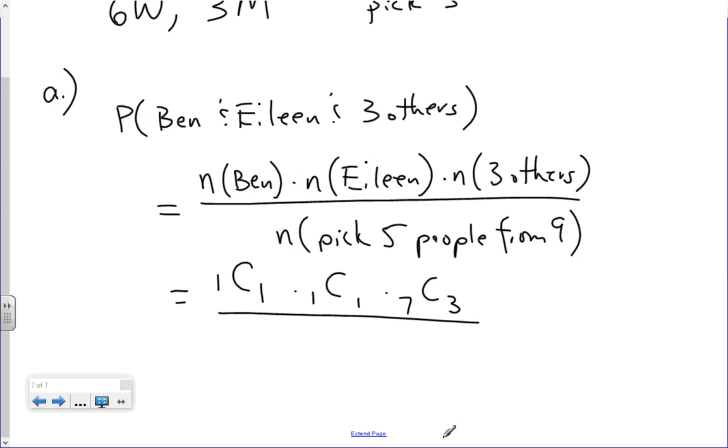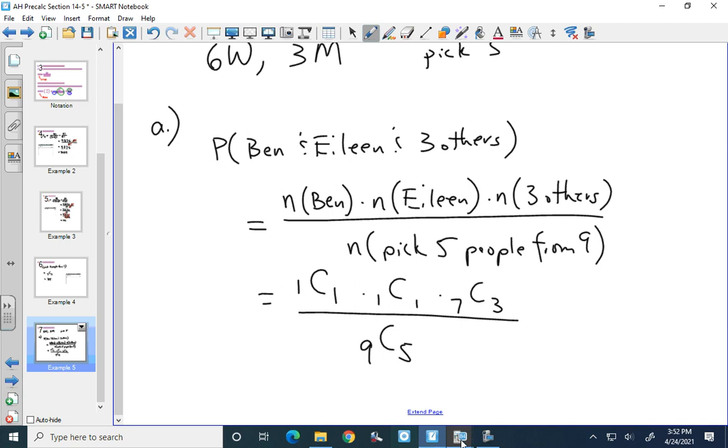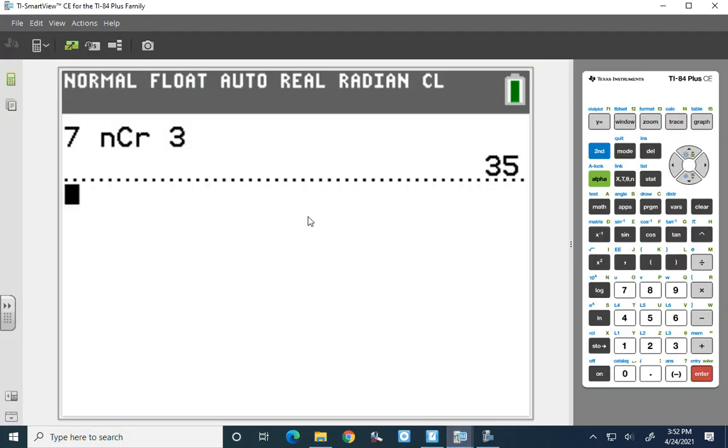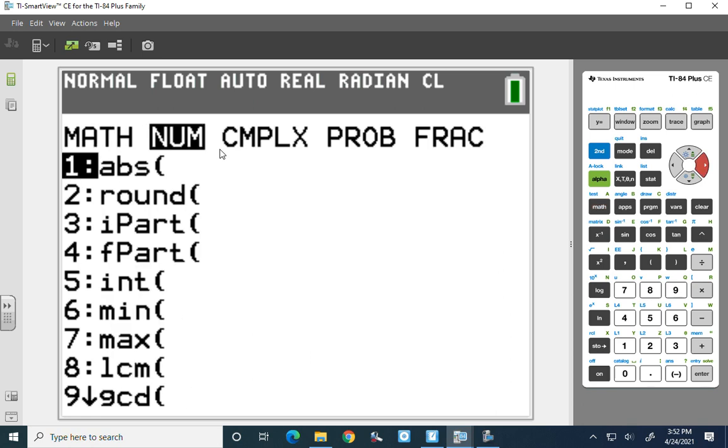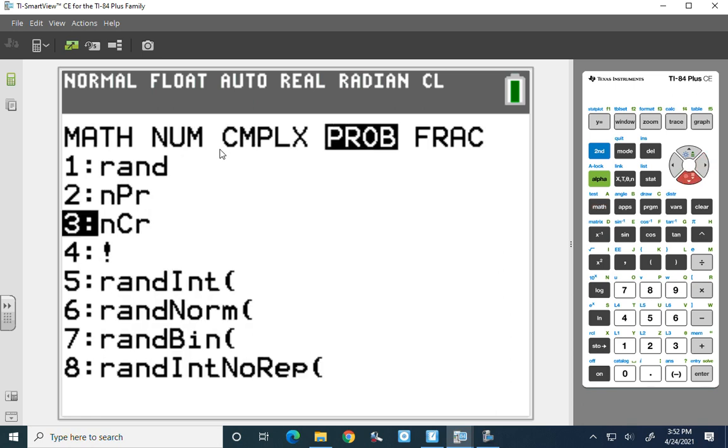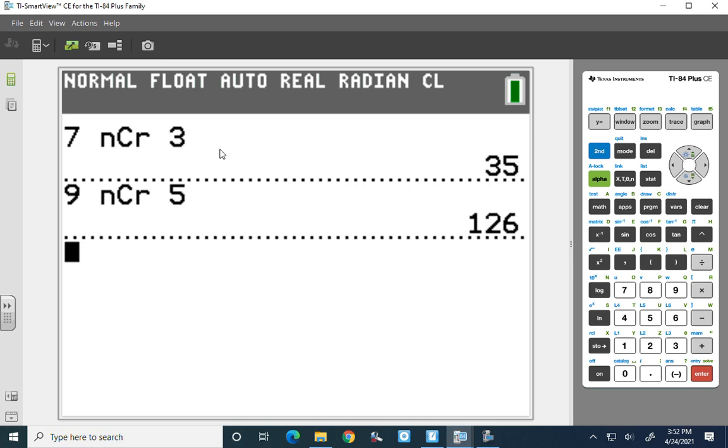All right, we have to divide that by the number of ways of picking 5 people from the 9, so that's, again, a combination. 9 choose 5. All right, so let's grab our calculator and let it help us out here a little bit. 7 choose 3 and 9 choose 5 are the two that we need. Well, I guess we already have 7 choose 3 because we just did that in the previous problem, right? So we know that. Let's just add to this 9 choose 5. And that's 126.